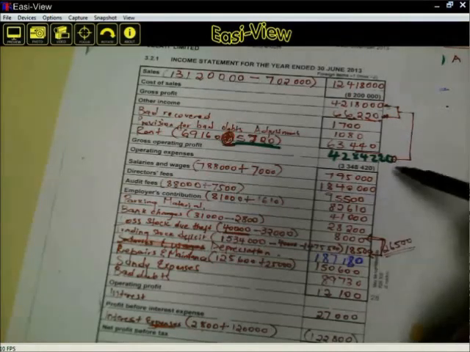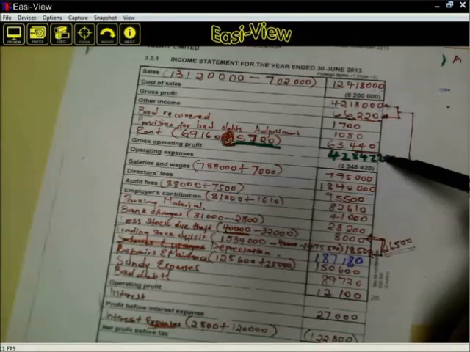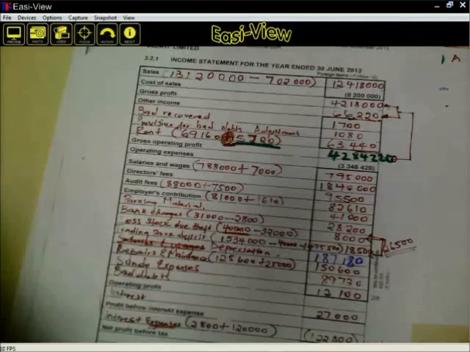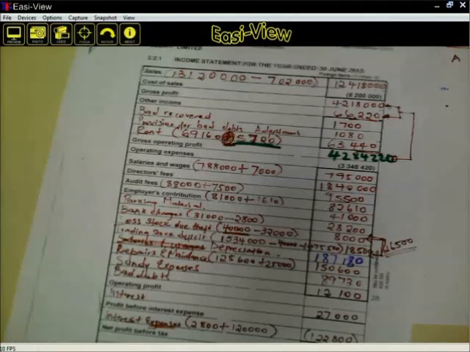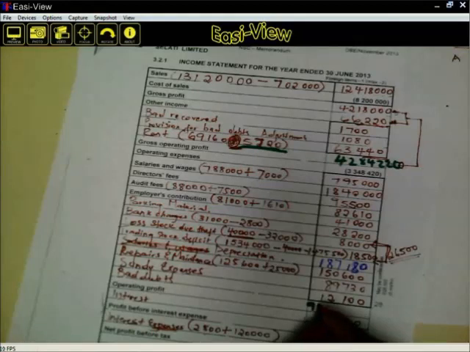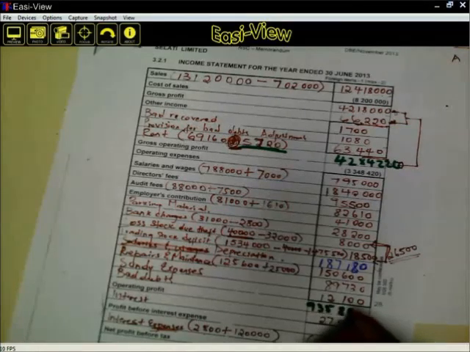So after that, I must go back again and say gross operating profit minus operating expenses in order for me to get operating profit. So my operating profit is 935,800.